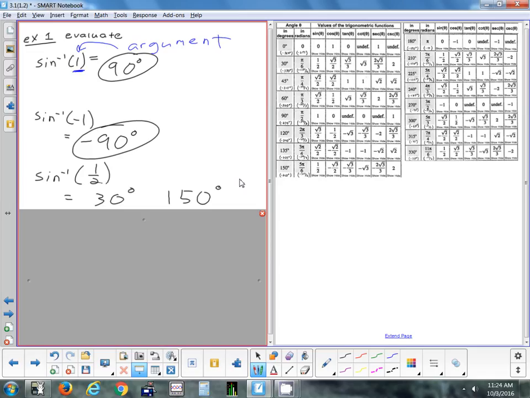Which one of these answers is the one we want? Yeah, we want the 30. We always have to pick the one between negative 90 and positive 90. Now, what if they didn't want the answer in degrees? What would 30 degrees be in radians? Connor? Yeah, pi over 6. Pi over 6.